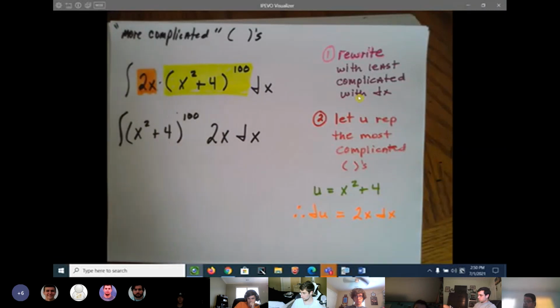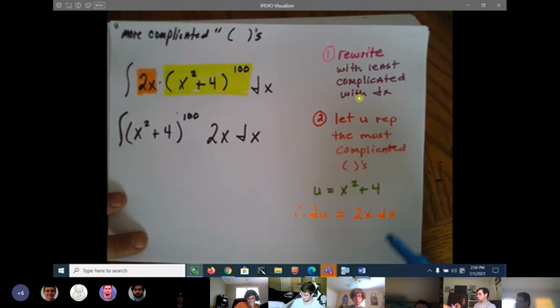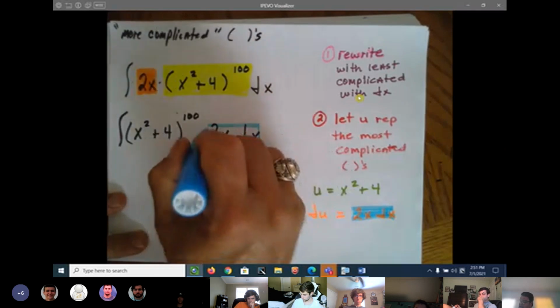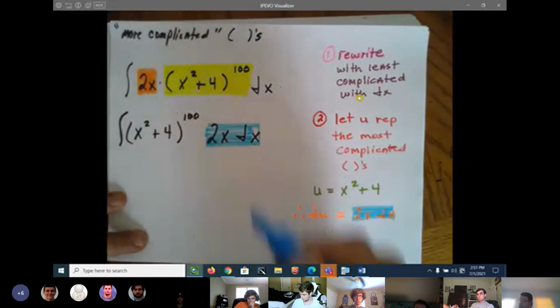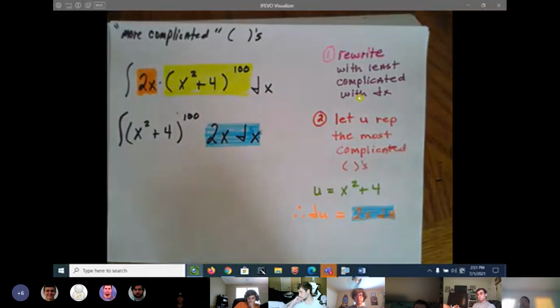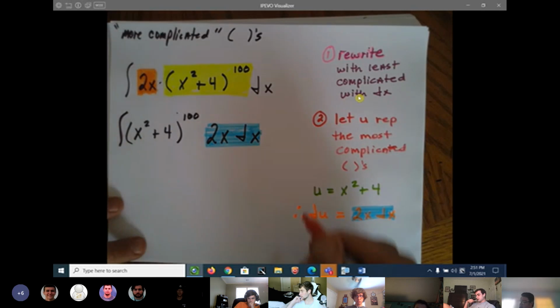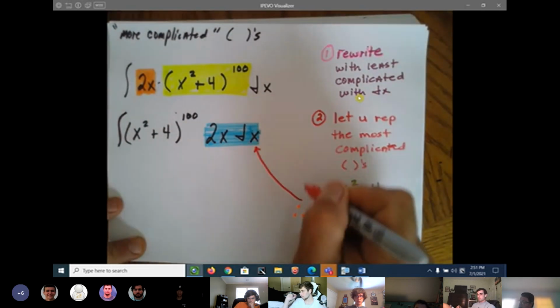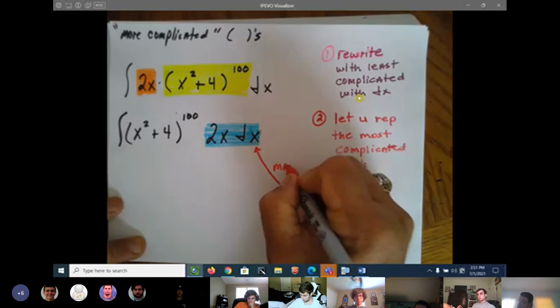Oh my gosh. What do you notice about this? This says 2x dx, and this says what? 2x dx. Do you think that's supposed to happen? Yes. They are supposed to match. So we're going to take our red marker and we're going to draw, and they are supposed to match.